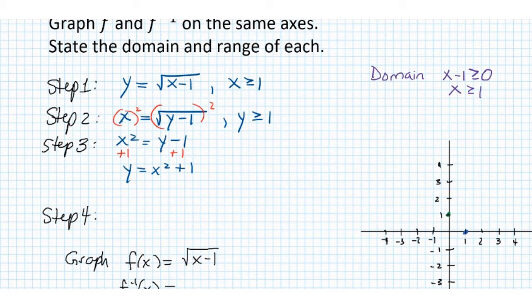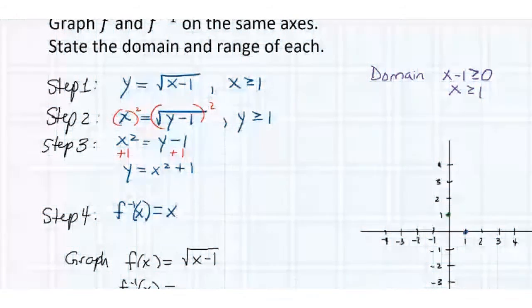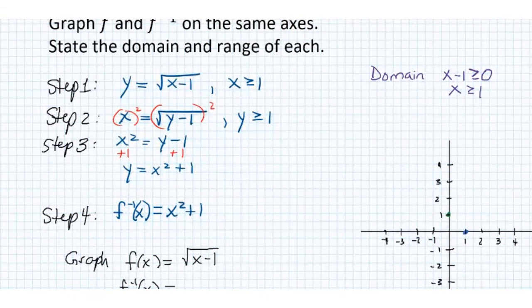I just want to point something out here. It makes sense that the y values have to be greater than or equal to 1, because if you think about it, the smallest number you could get for this function is if you plugged in 0 and added 1. So it makes sense that y would be greater than or equal to 1. All right, the 4th step is that we're going to replace y with f inverse, and we get x squared plus 1. Okay, but what is the domain of this function going to be? In other words, in the original function, what was the range?